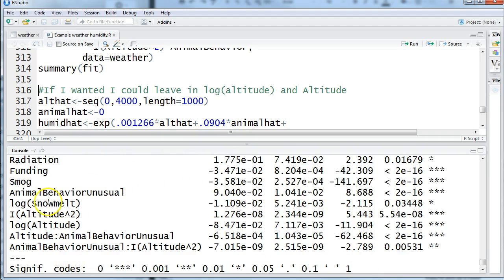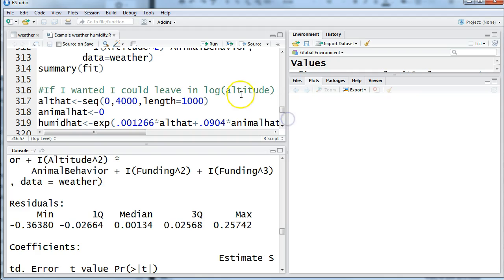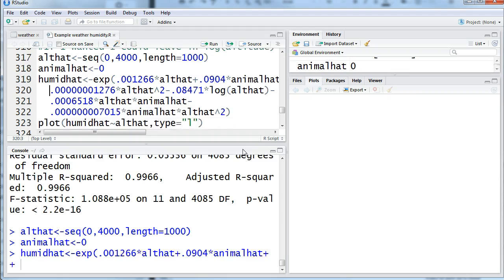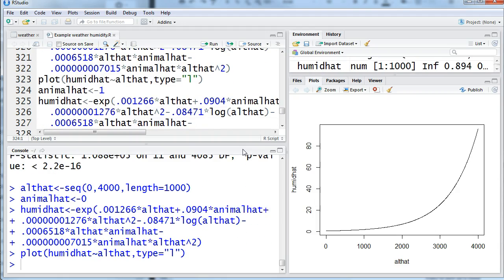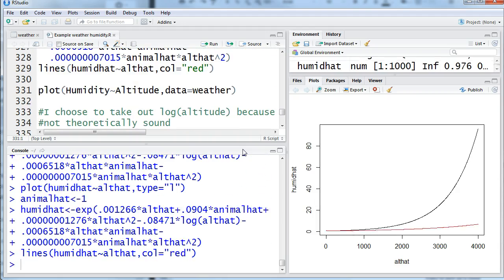Everything's still significant, and I still have log altitude and altitude squared. That makes me uncomfortable. So this part of the code, I tried to decide which direction should I go, and I realized I could, real quick, show you both directions. If I want to leave in log altitude with altitude, because I would say that that helps the predictions, here's the graph I would make.